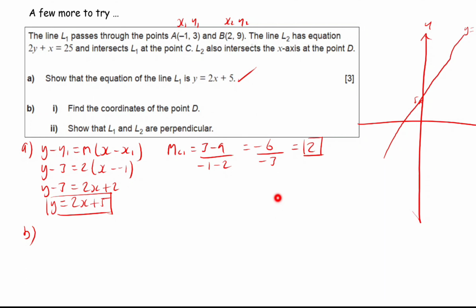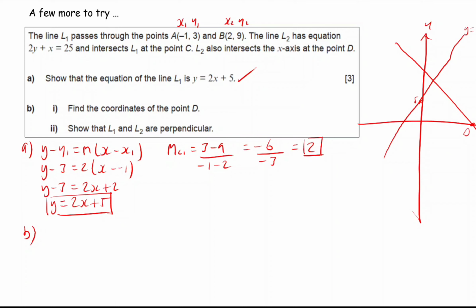Before we do part B, let's just read the rest of the question. The line L2 has an equation 2y plus x equals 25 and intersects L1 at point C. L2 also intersects the x-axis at point D. So, first step is to find the coordinates of point D. Now, the x-axis is obviously the axis going across the bottom. So the situation we've got is a line coming down through this, and it intersects the x-axis at D.